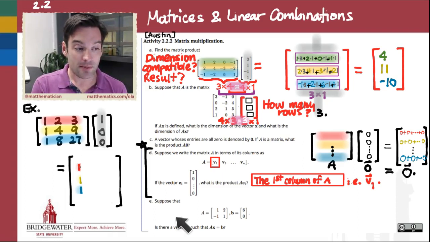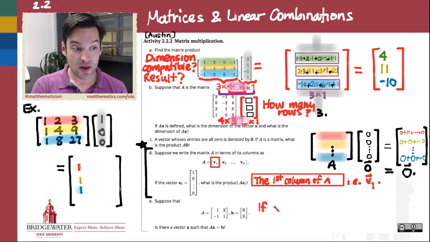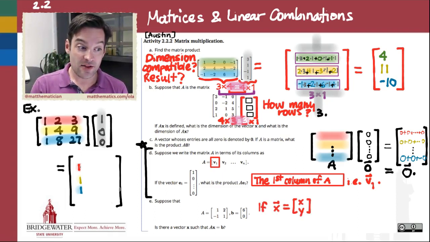Finally, let's take a look at part E. Suppose for the moment that I have this 2 by 2 matrix, 1, 2, negative 1, 1, and this 2 by 1 vector, 6, 0. The question asks, does there exist a vector x such that A multiplied by that vector x gives me b? Well, we need to turn that question from a vector question into an equations question that we could have answered in chapter 1. The way that we'll do that is by taking the vector x and rewriting it in its components x and y. If I then form the product A times this x, what are the entries of A times x going to look like?